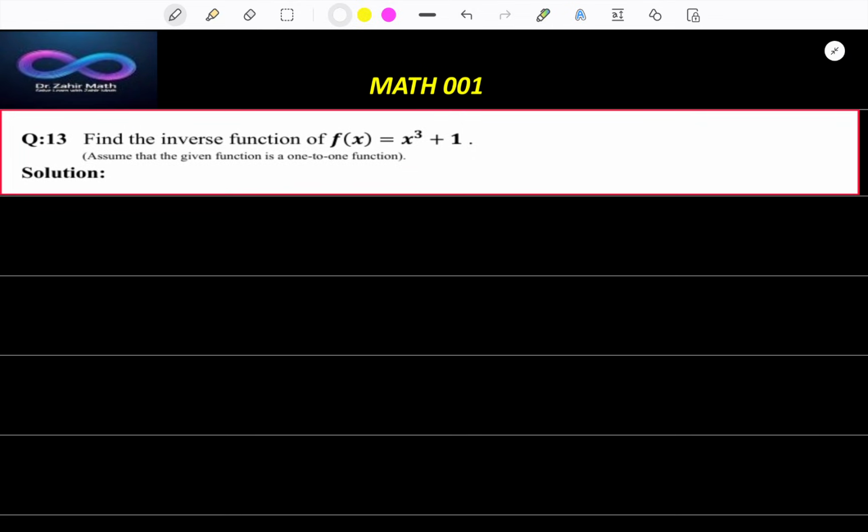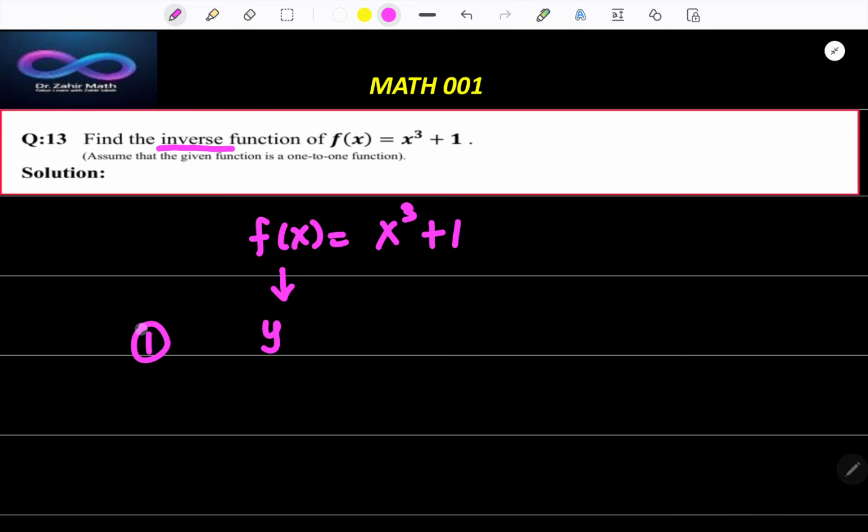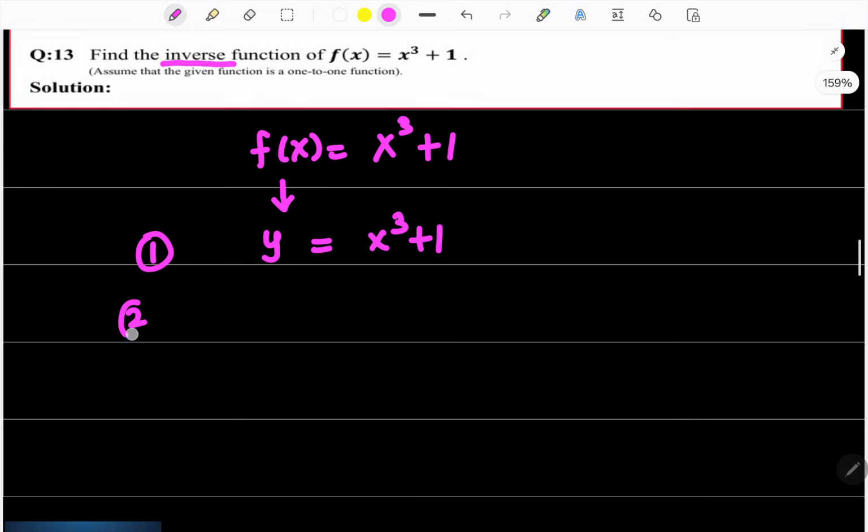Next question is find the inverse of f of x equals x cube plus 1. Put f of x equals y, which is equal to x cube plus 1. What is step number 2?